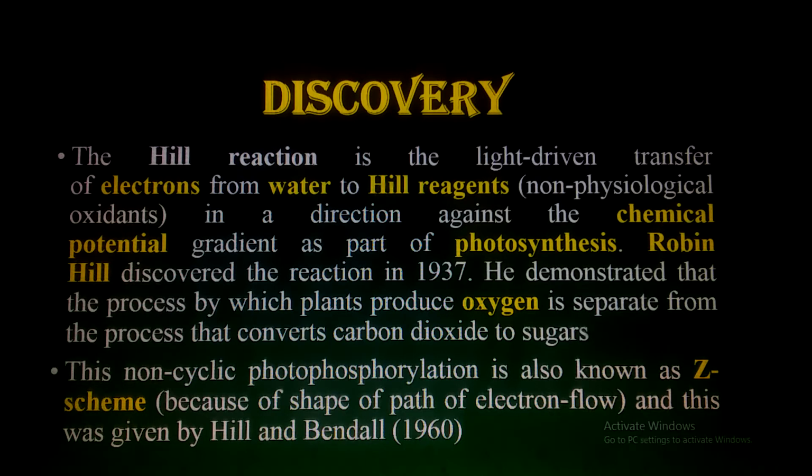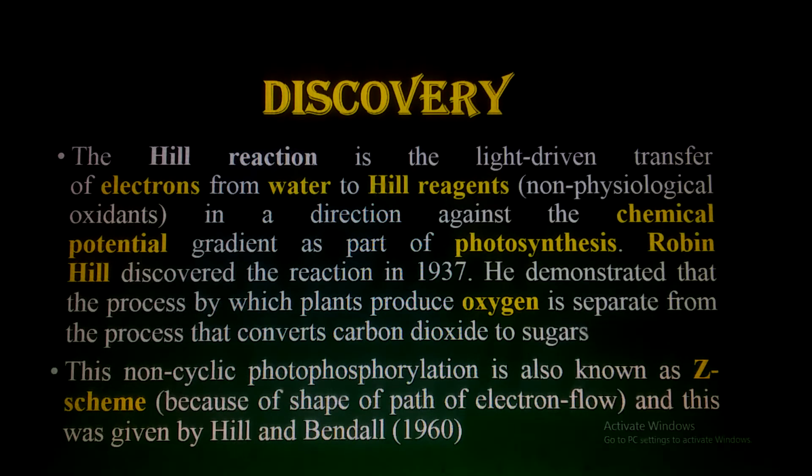Now what is the Z scheme and who discovered it? The Z scheme was discovered by Hill and Bendall in 1960. So why is it called Z scheme? Actually the light reaction is also known as photophosphorylation. Now what is photophosphorylation? Photo means light and phosphorylation means to produce or synthesize high energy molecules like ATP and NADPH. In the light reaction, there are two types of photophosphorylation, cyclic and non-cyclic. I will show you.